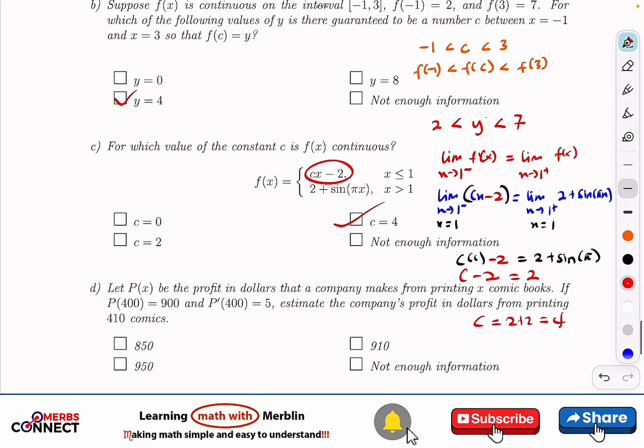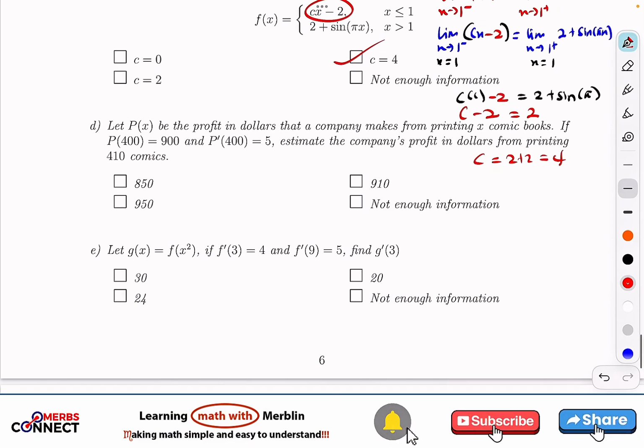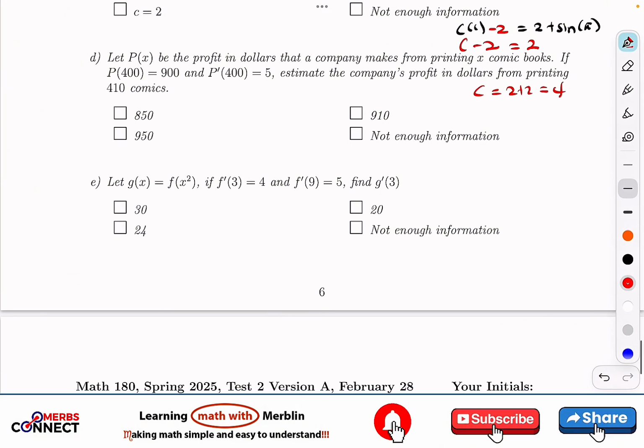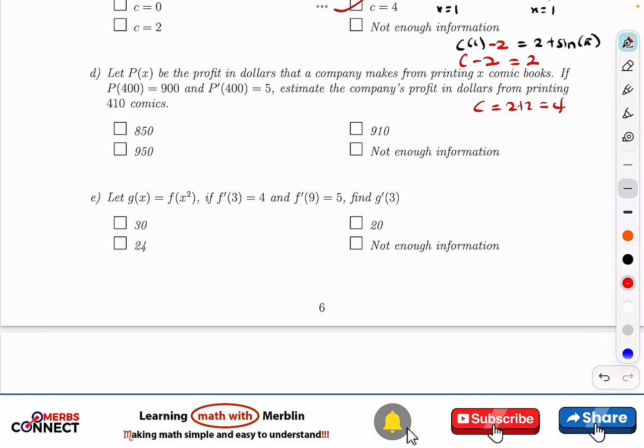Okay. Now let's look at D. So p of x is a profit function, and we want to approximate it, right? So anytime we are dealing with approximation, if you don't know this one, we are thinking of the equation of the tangent, right? So you are thinking of something like the equation of the tangent.